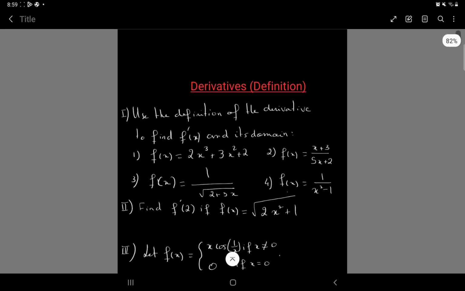Everyone. So today we'll do these exercises. These involve the definition of the derivative, the limit definition, and of course we won't be allowed to use any rules that we have seen in class. Okay, so let's get started.